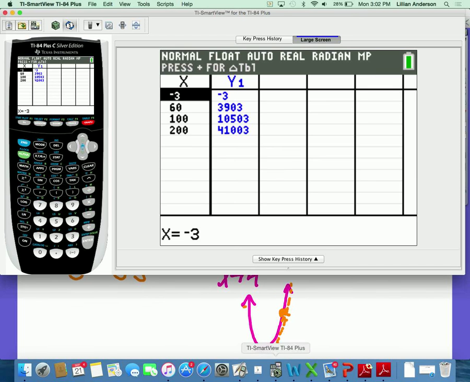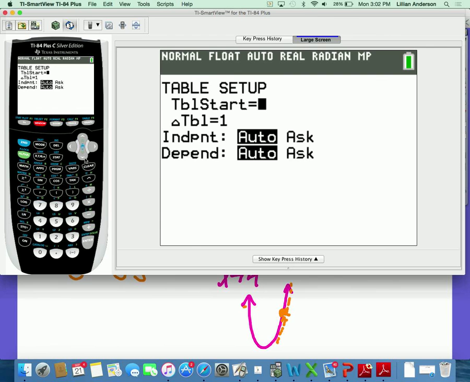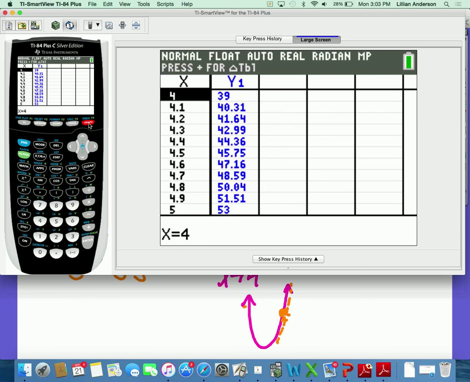Okay. Change it up. Go back to second window. Make your table start at 4. Make your change in your table be 0.1. Now go back to second graph. Look what happens to close. Oh, so now it won't work. I don't know why it didn't work this time. So now look what happens.